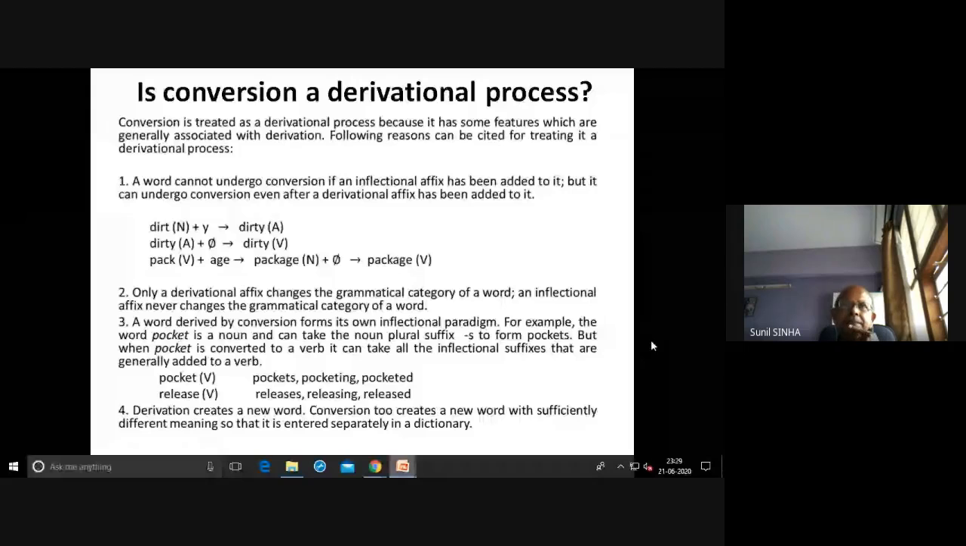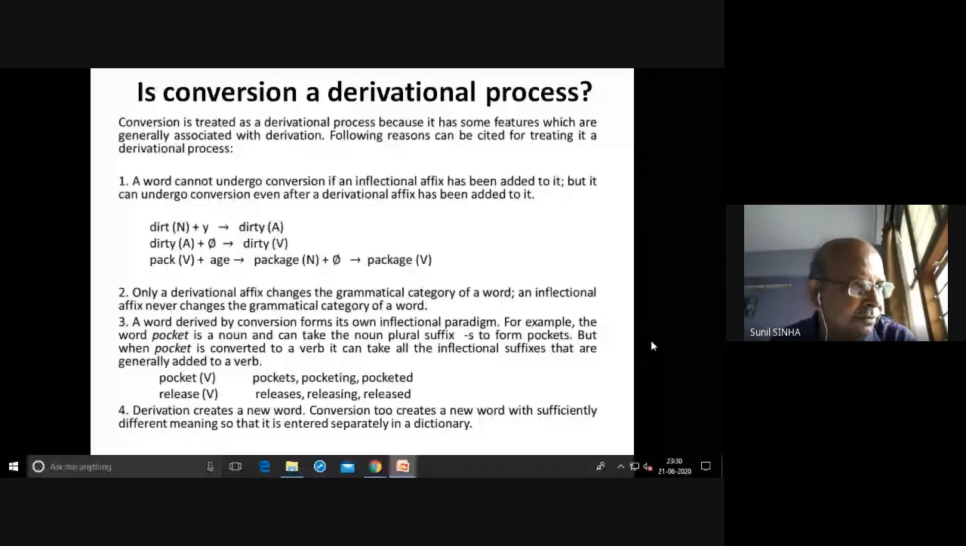For example, anyone who can tell me that derivational affix changes, like manage, right? Manage is a verb. We add ment to it and we get management, right? So the word class changes. Manage is a verb, management is a noun. So in conversion also, the word class changes.